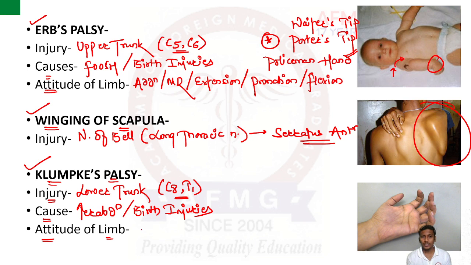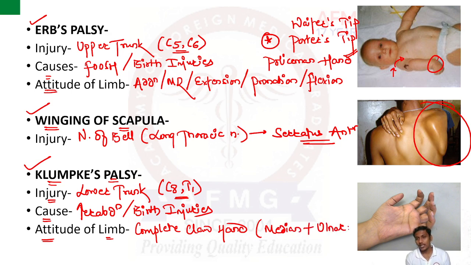What can be seen over here? So please remember, we can see a complete claw hand. We can find there is flexion at the proximal as well as distal interphalangeal joints in all the fingers. This is what is known as a complete claw hand, which is due to injury to your median plus ulnar nerve. So please remember, median plus ulnar nerve injury can cause a complete claw hand.